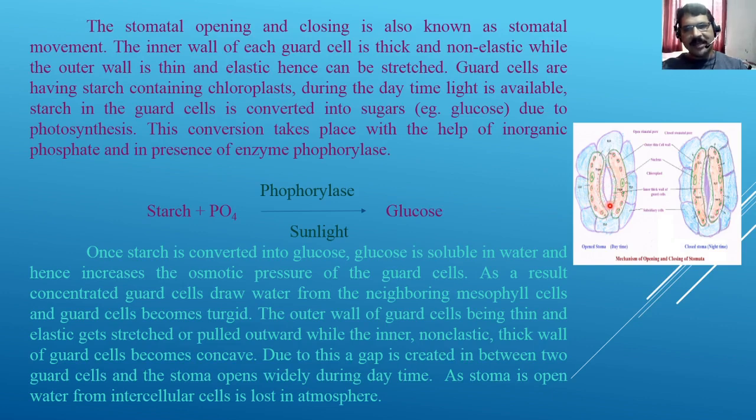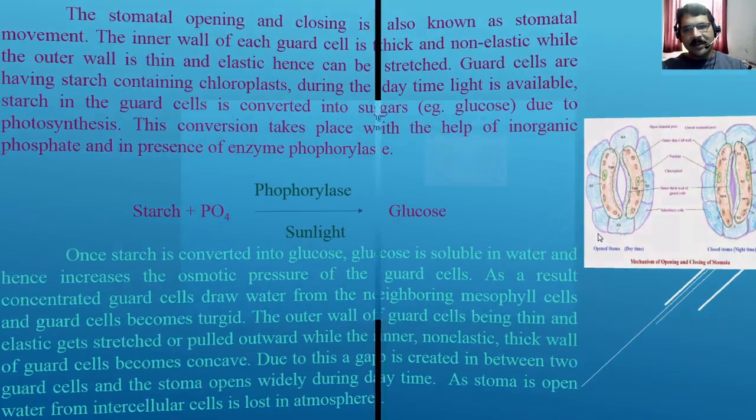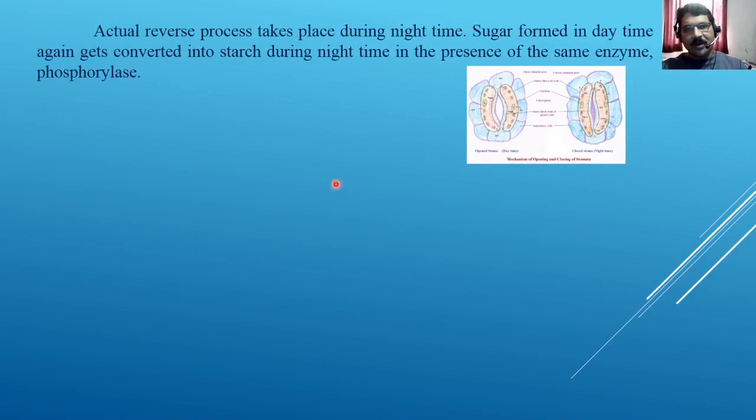You can see here it has become concave in shape, and due to this a gap is created between the two guard cells and the stoma opens widely during daytime. So due to this concaveness of the inner thick non-elastic wall, the stoma opens during daytime. As the stomata opens, water from the intercellular spaces gets lost into the atmosphere during daytime. So this is the mechanism of opening of stomata. How the stomata open, we have seen. Now we will see the closing of stomata.